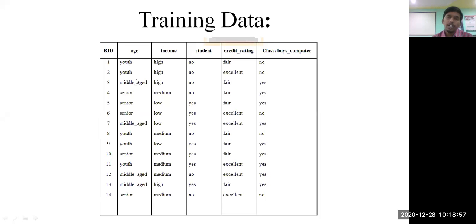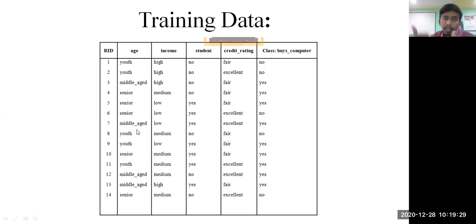So here the problem is, according to the given samples, we have only 14 rows, but in a real-time data set we have lakhs of rows. And according to the given attributes, we need to understand whether a person will buy a computer or not, depending on his age, his income, whether he is a student or working employee, and his credit card rating. So I will take these 4 parameters into consideration and make my decision.